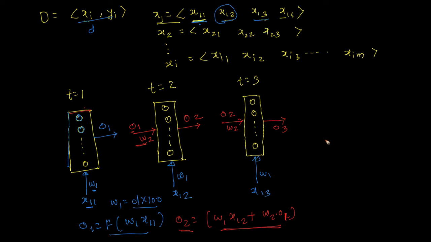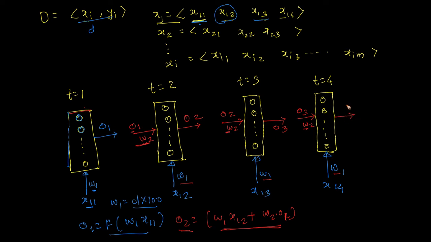Now at time t equal to 4, to the same network, or the same layer, I'll be giving word 4 as input. So this is X14 and the weight matrix here is W1, and also I am giving O3 as input here with the same weight W2. See, these weights are same, right? Step 4 will produce output, let's call this output O4.